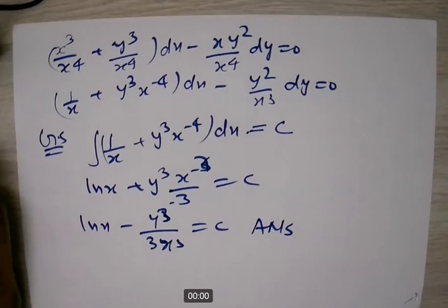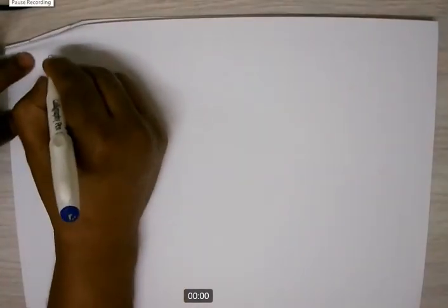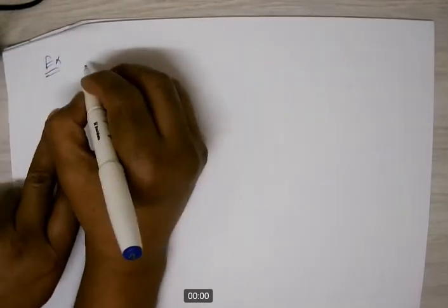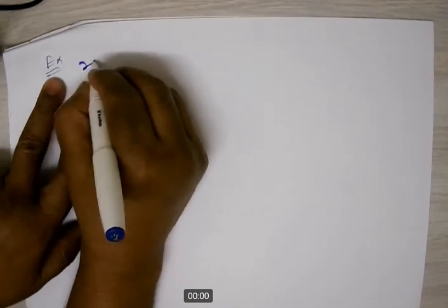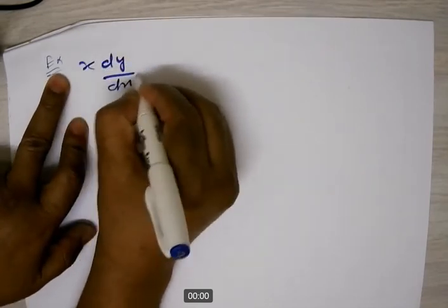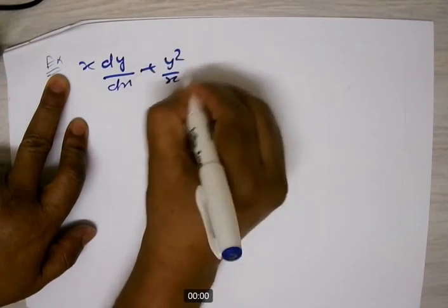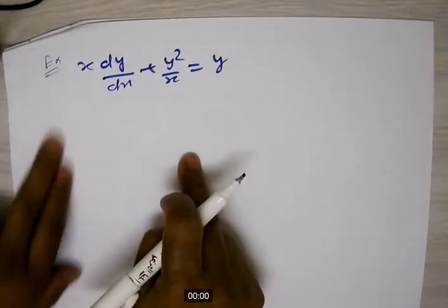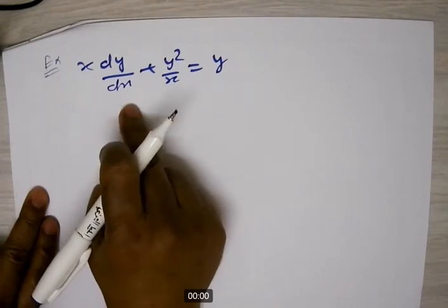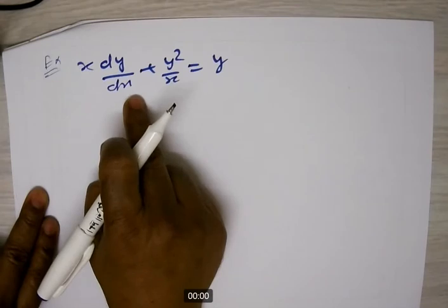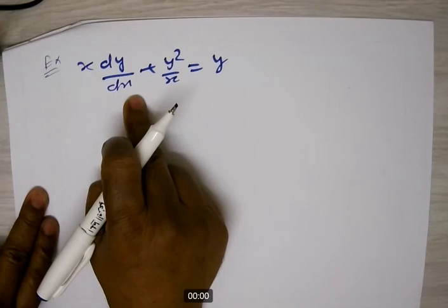Hopefully you understand this one, my dear friends. Another very good question related to that one is the next example: show that the given differential equation is exact or not exact, and hence solve it. x dy dx plus y square divided by x equal to y. First of all, I cannot observe whether it is homogeneous, linear or what. Because I am asking to show whether the given differential equation is exact or non-exact and hence solve it, we have to write the M and N values.